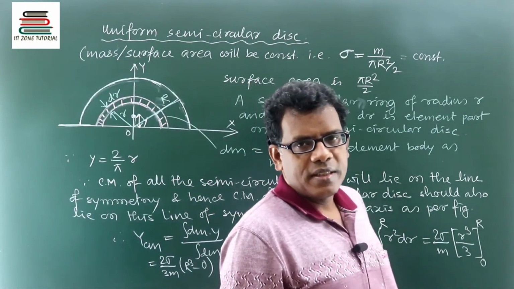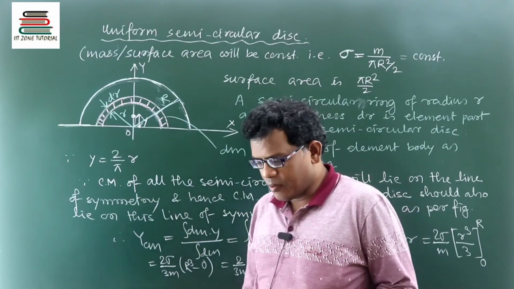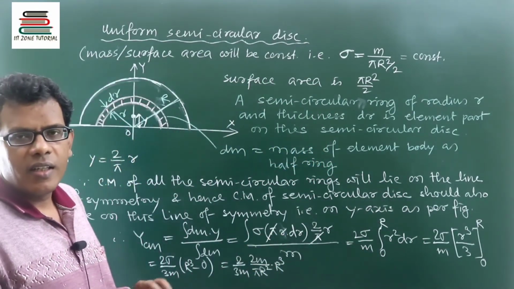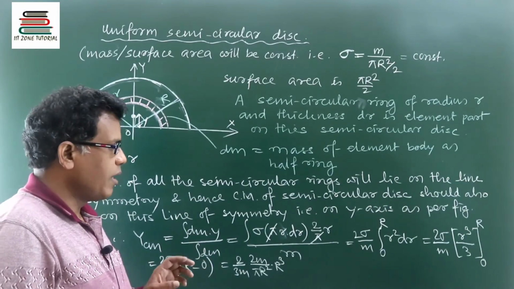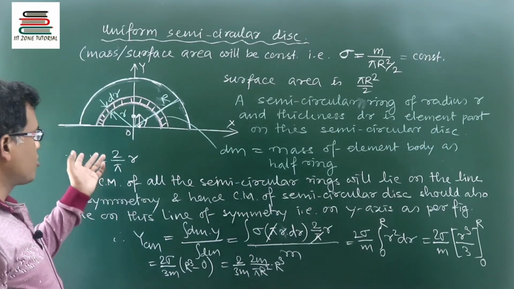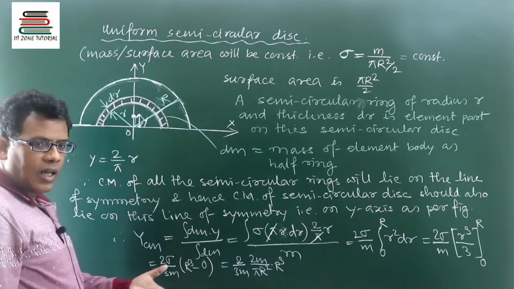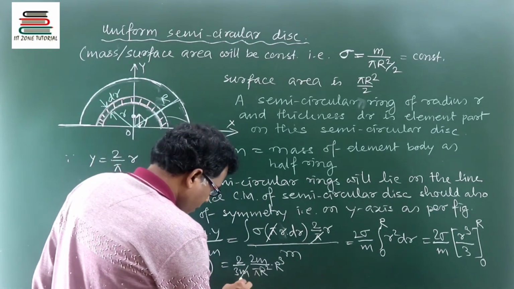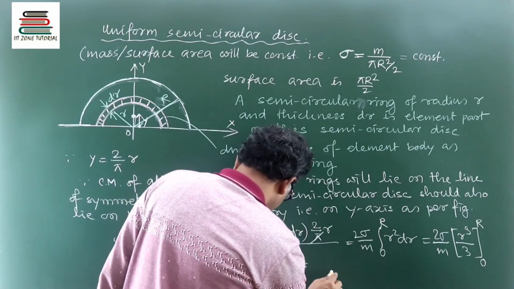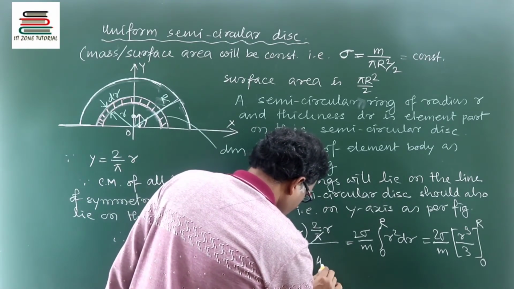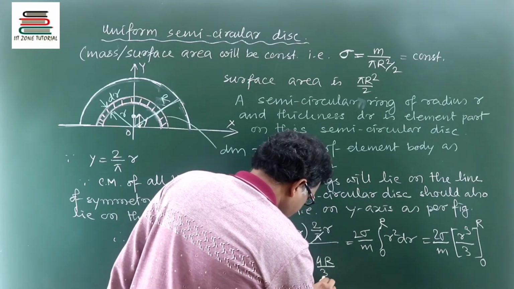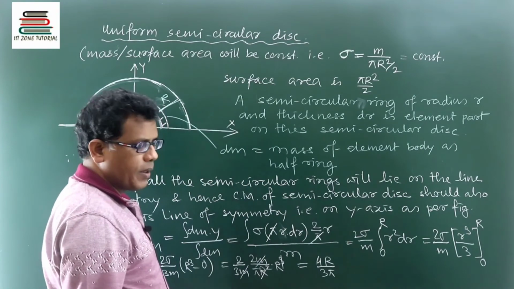Like in the previous derivation, in the case of the semicircular ring, there I took the mass per unit length as lambda, and in the final calculation of the position of center of mass we converted lambda into mass. Here also we are converting sigma into the other term. So M gets cancelled out, 1 R is left in the numerator, so we are getting 4 by 3, 4R by 3 pi. It is 4R by 3 pi.